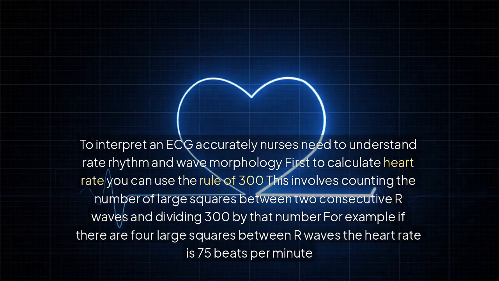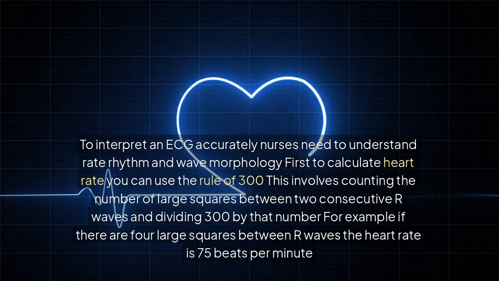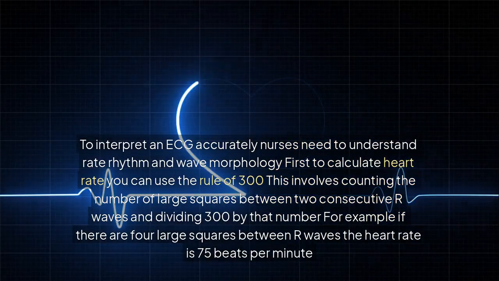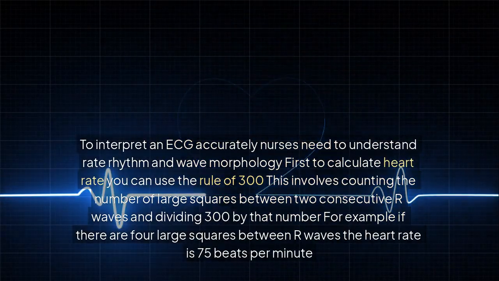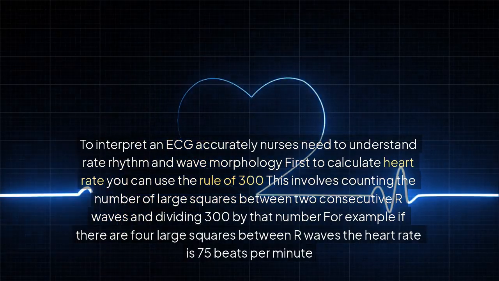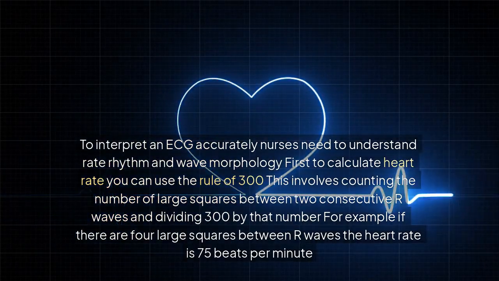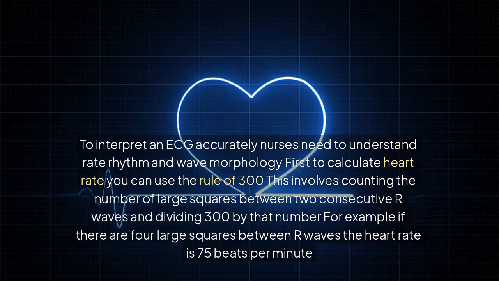First, to calculate heart rate, you can use the rule of 300. This involves counting the number of large squares between two consecutive R waves and dividing 300 by that number. For example, if there are 4 large squares between R waves, the heart rate is 75 beats per minute.